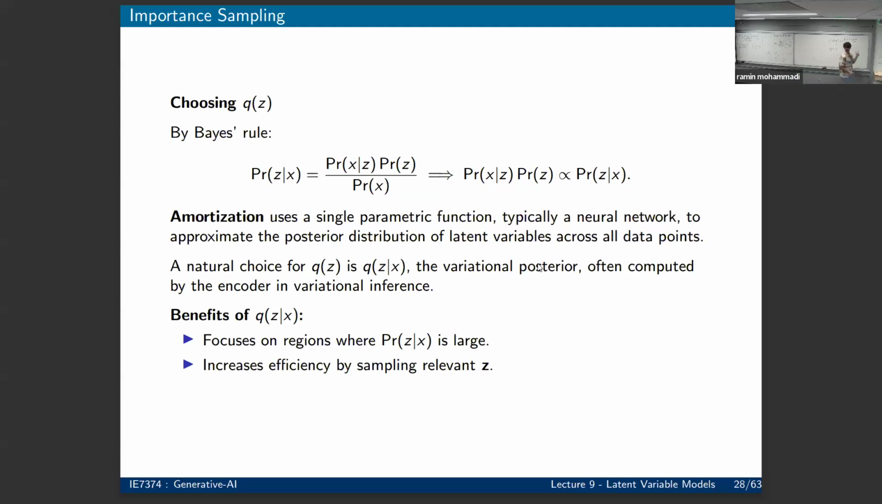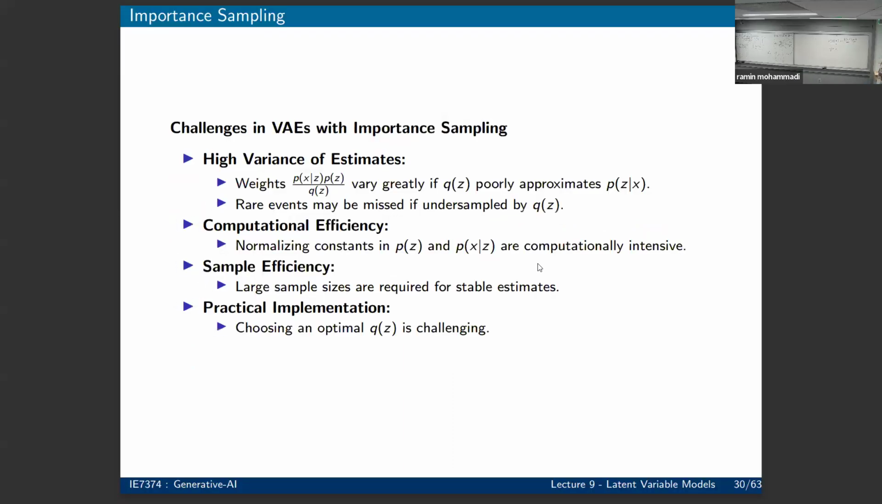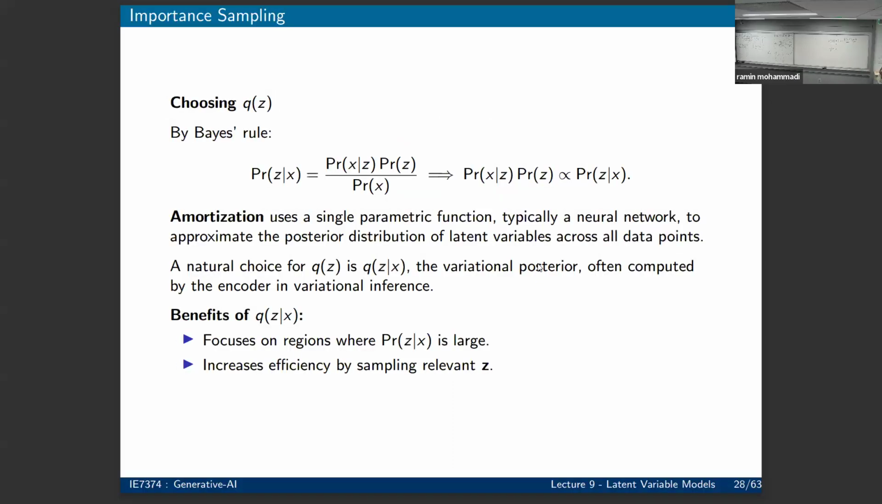Does that make sense? So that's just applications. Now there are challenges too. Did I miss anything here?